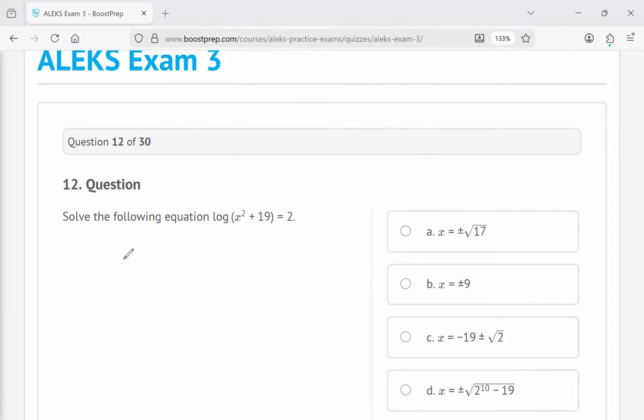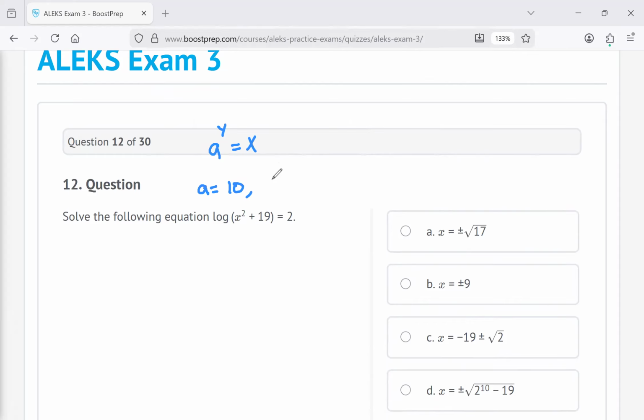Question 12. Solve the following equation. We have log of (x squared plus 19) equals 2. So what you need to know about this problem is you've got to use the rule that if you have it in log form, you've got to put it in power form. So basically you put a to the y equals x, and the a represents the base. So do we see our base? Not yet. There's no number here. So if you have no number under the log, that means our base is 10.